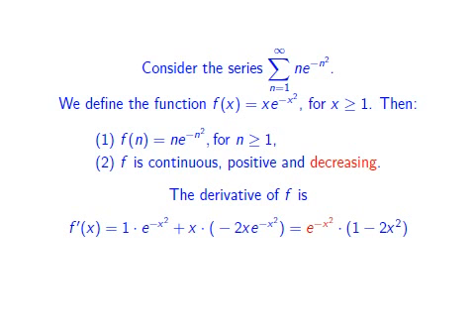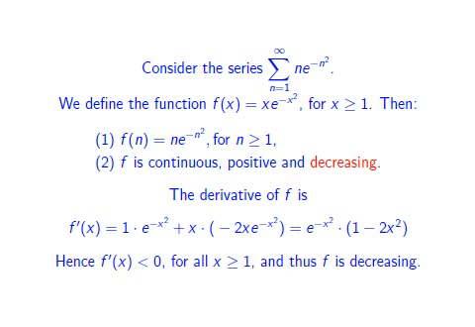As we already observed, the exponential function is always positive. Furthermore, since x is greater or equal to 1, we can be sure that 1 minus 2 times x square is strictly negative. Hence, the derivative of f is strictly negative, which means that f has a negative slope and is therefore decreasing.